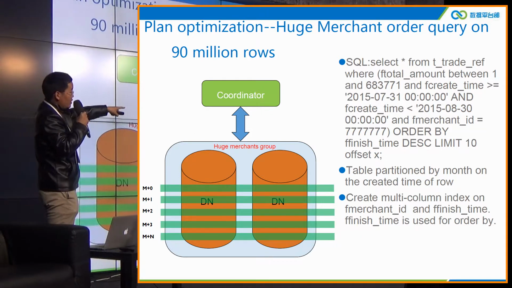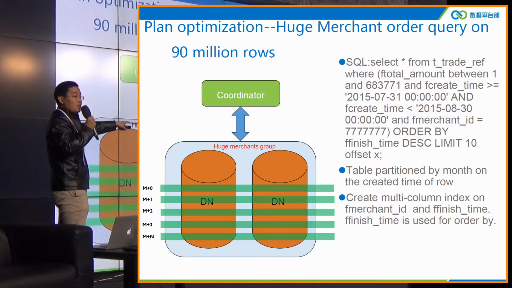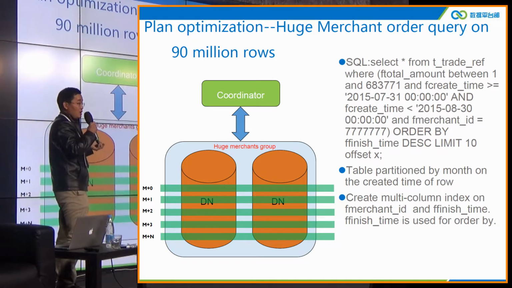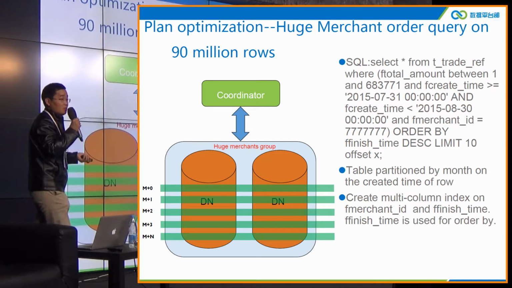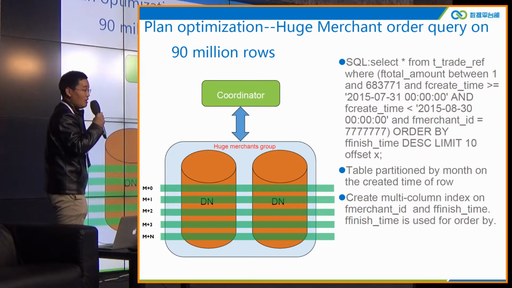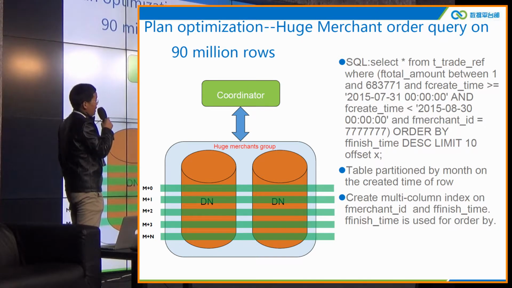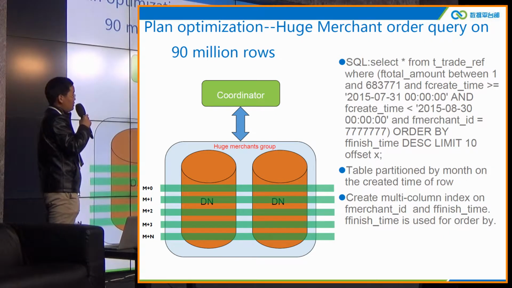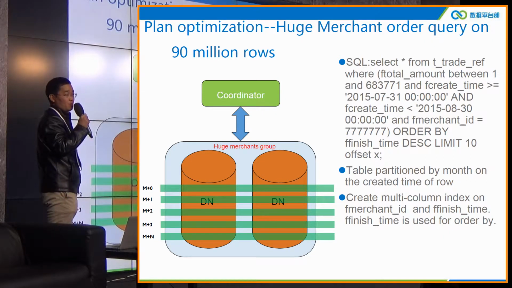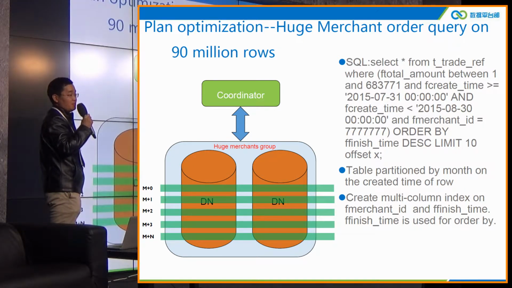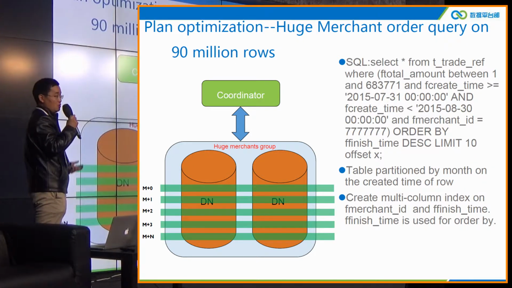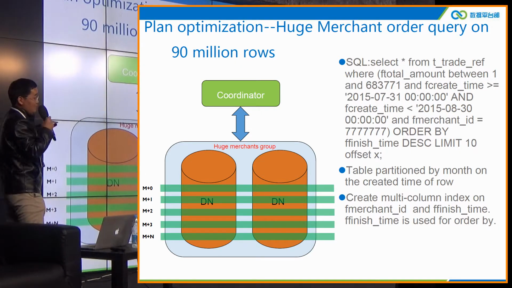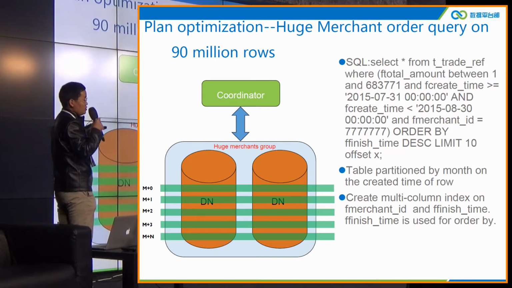And this query is triggered by a website, and the operator is there. So we should return the result as soon as possible. You know, in 1 month we have 90 million rows. We should return the result in less than a second. I think it's not easy to do. So we just did some customized optimization for this SQL.